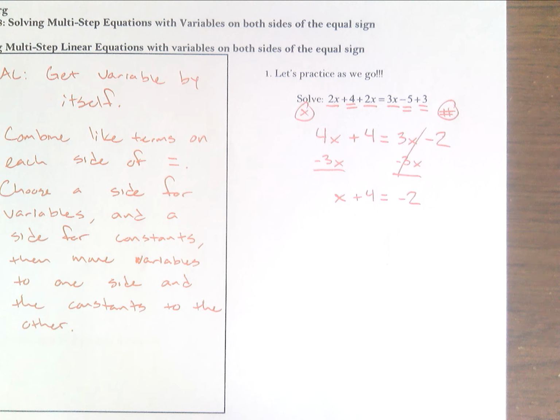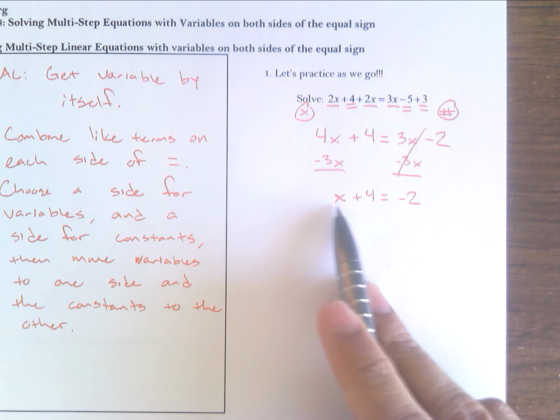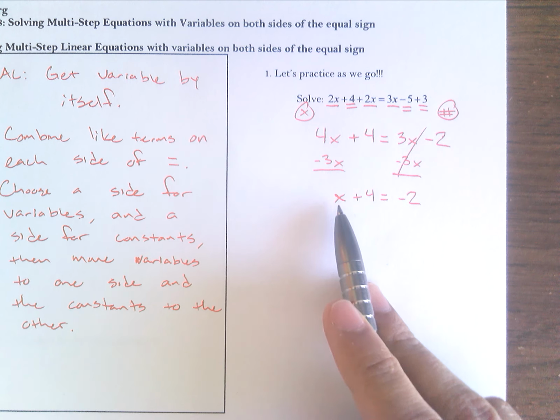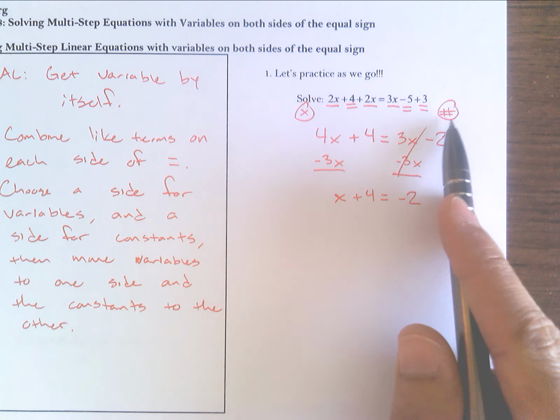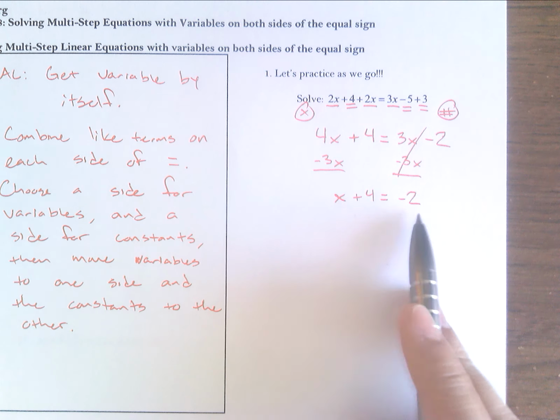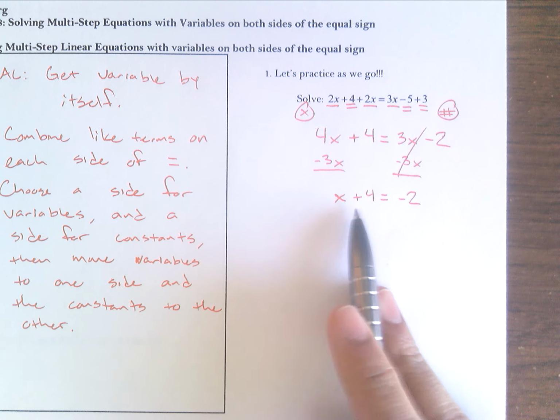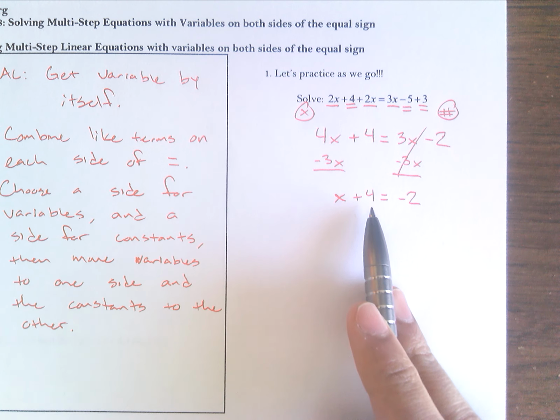So now we've made all of the variables all on the left-hand side. Now let's take a look at the numbers. We want the numbers to be on the right-hand side. So this one, this negative 2, is already on the right-hand side. But this plus 4, this 4 is not on the right-hand side. So we got to move that.